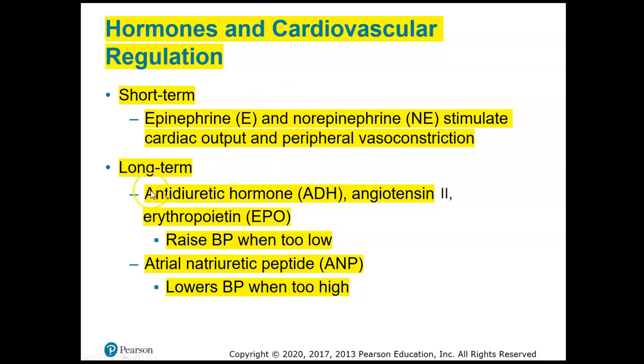For the long term, we have some hormones that can play a role. Antidiuretic hormone, or ADH, in fact, it's also known as vasopressin, causes us to, I can't think, I'm sorry. It causes us to conserve water. It causes our bodies to hold on to water, and causes the volume of urine to be less, and we retain fluid, basically.